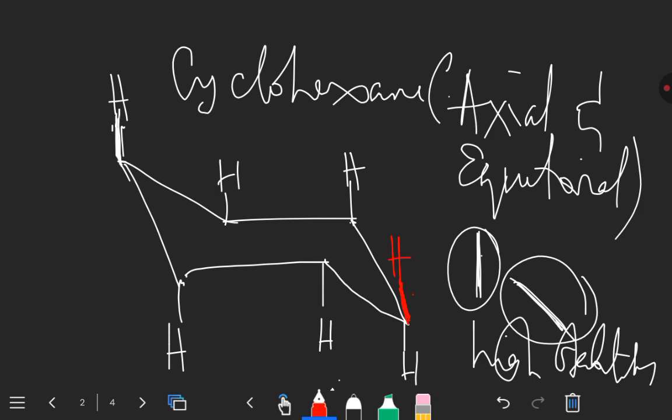Then they must be facing each other like that. Equatorial like that. Then at this point also equatorial like that. Then there we have equatorial. There we have equatorial. So this is how we come up with the cyclohexane.